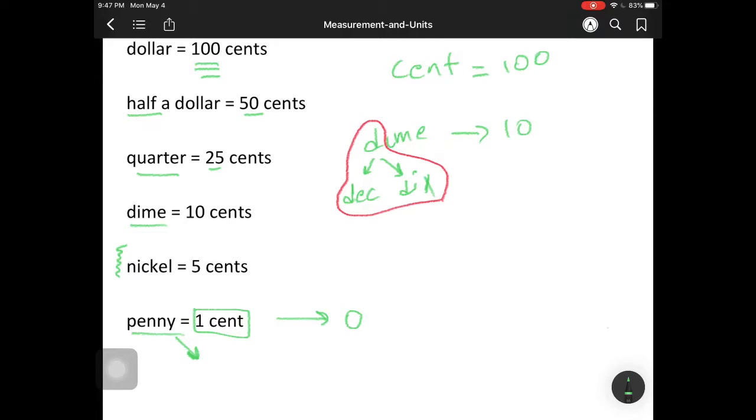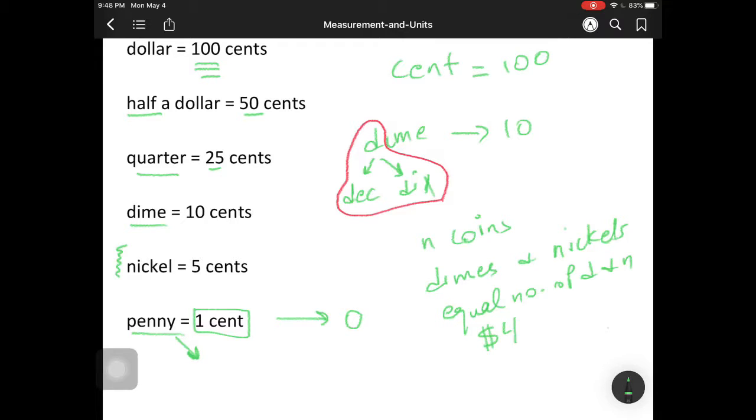So an example of this, someone might tell you that a person has n coins, and these coins are dimes and nickels with equal number of dimes and nickels, and they have a total of $4. So how many coins does that person have? So there might be a need for you to remember what each of those means.